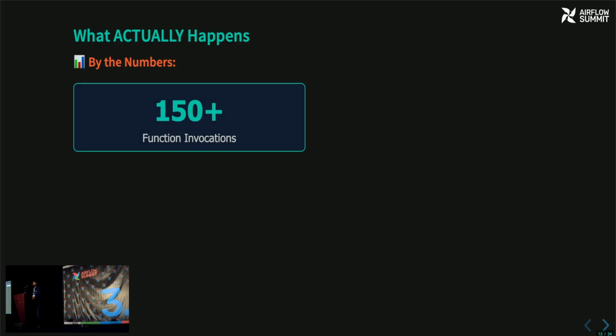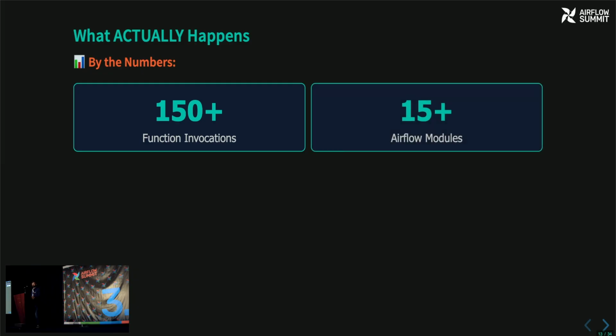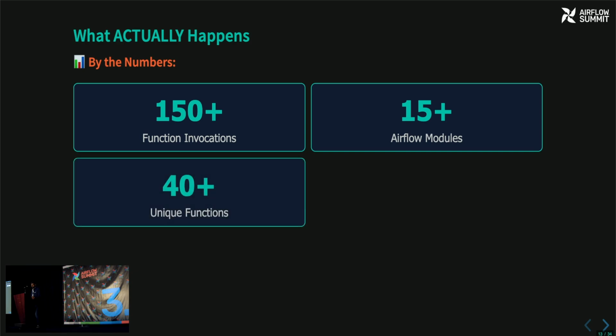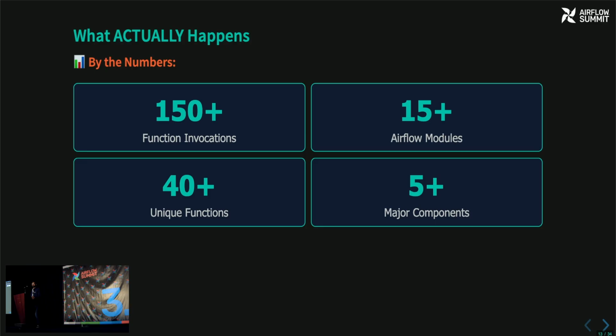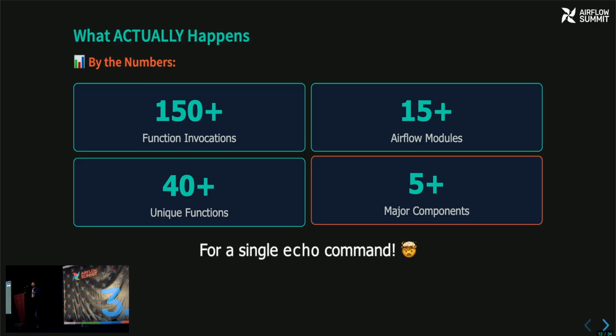When we started going deep into this thing, and you will do it in a while as well, we found out there were at least 150 plus functions invoked just to get this thing over the line. There were more than 15 modules being imported, more than 40 unique functions were called, and 5 major components were involved to get just a simple echo command over the line. Now, we should be asking the Airflow community as well, why is it so hard to run an echo command only?